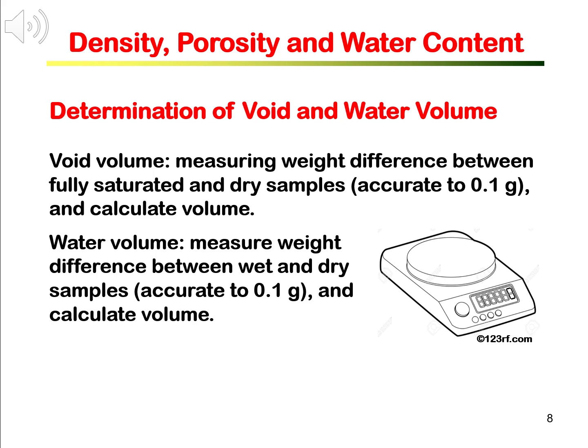Again, we need to keep the accuracy of mass measurements to be 0.1 gram. Water volume at any wet condition can be determined by measuring weight between wet and dry samples. Accuracy to 0.1 gram and calculate the volume. This is to determine the water content or degree of saturation.